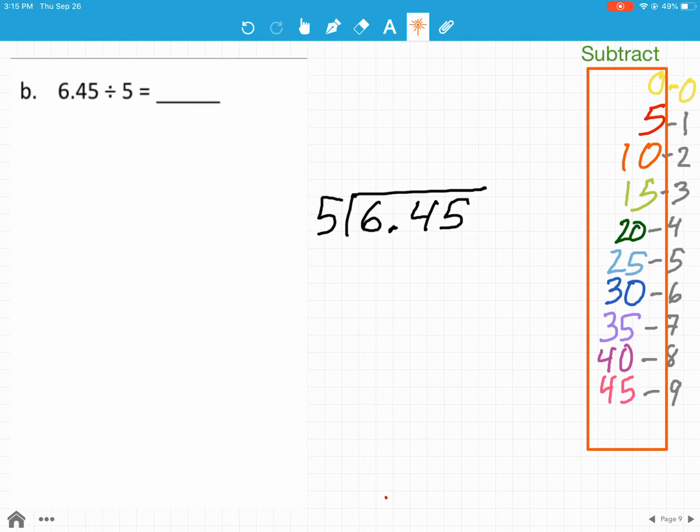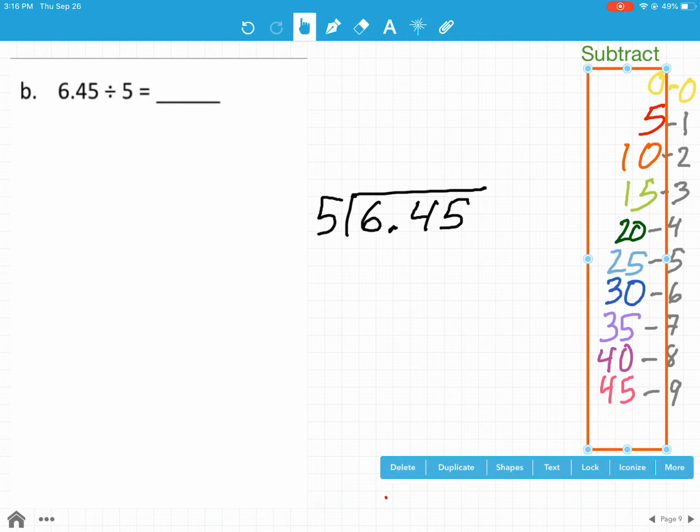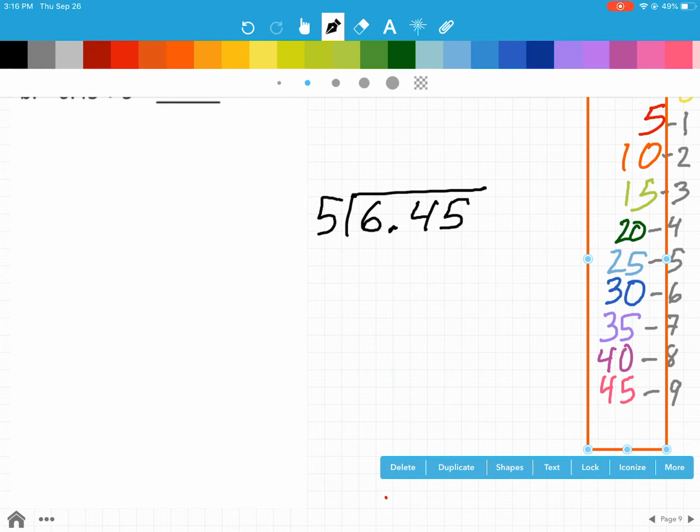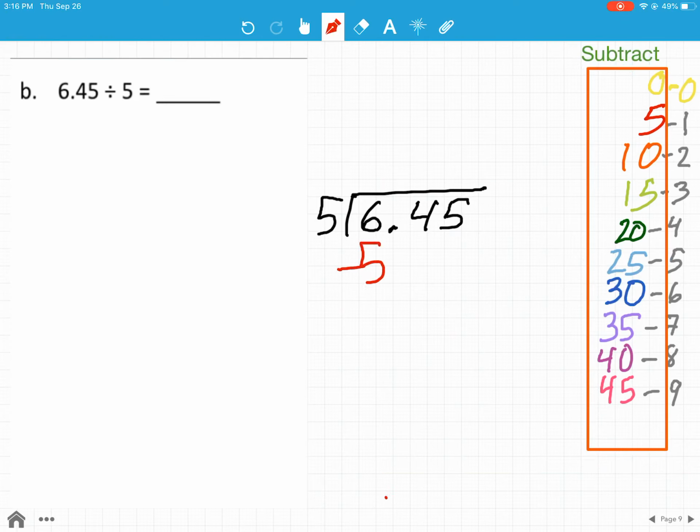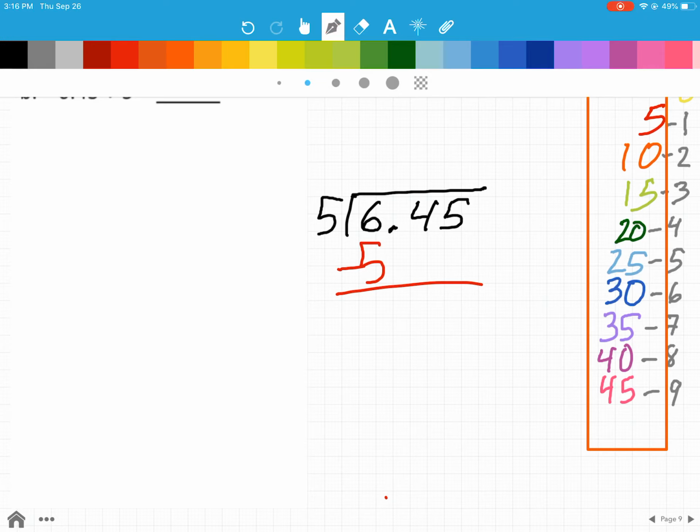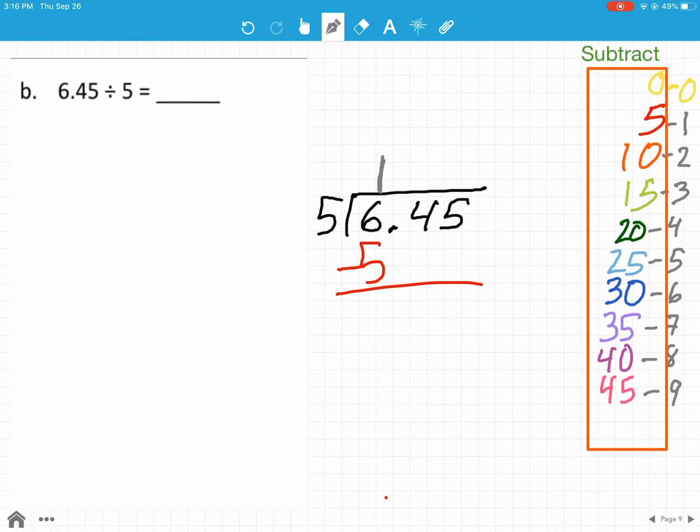So the kids need to do it with the algorithm. The first thing I tell them is they should do the skip counting of the divisor. I already did the skip counting since I've already done this problem. Now we're going to look at the 6 and divide it by 5. The closest thing to 6 without going over is 5. So we are going to take the 5 and subtract the 5. And we're going to put a 1 in the quotient. And then the decimal just moves up.